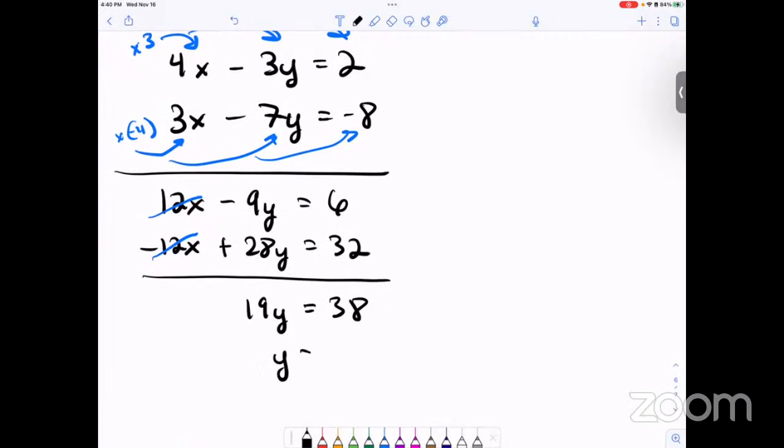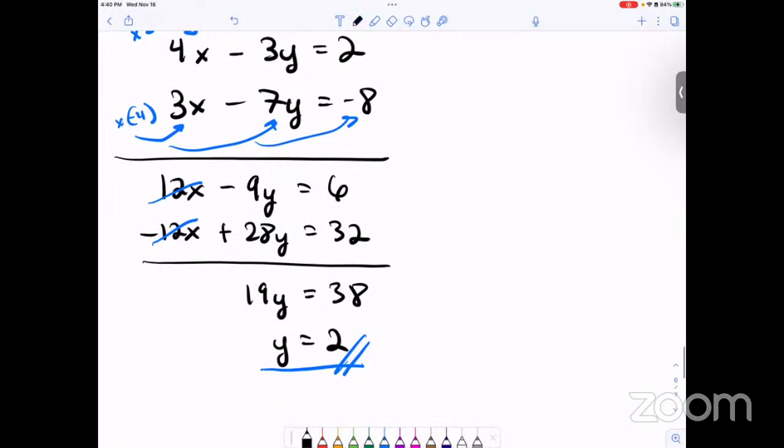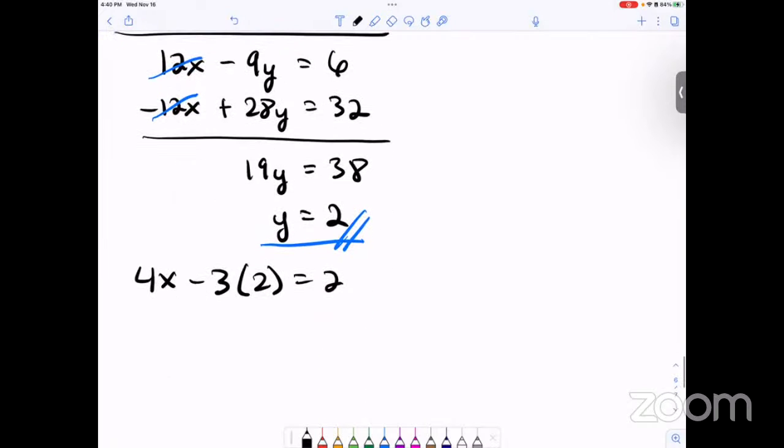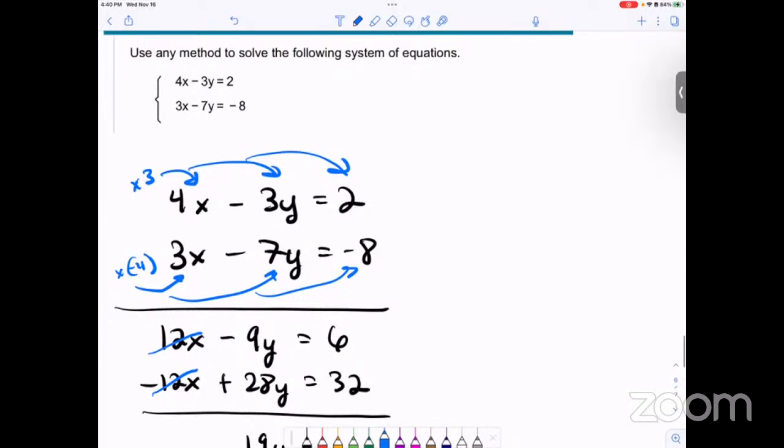Okay. So I'm going to plug this into equation 1 just because it looks easier to work with. So then we get 4x minus 3 times 2 equals 2. So then we get 4x equals, if you add 6 on both sides, you get 8. X equals 2. So then it looks like the ordered pair 2, 2 should work. The solution to the system is 2, 2.